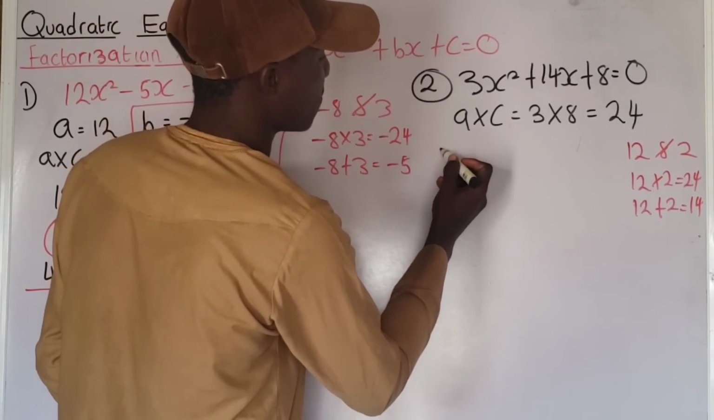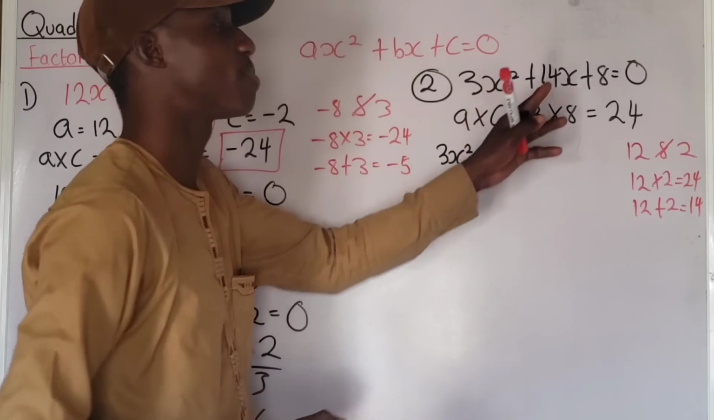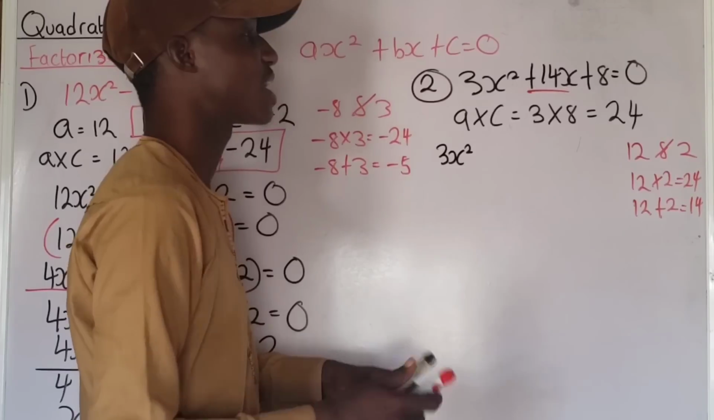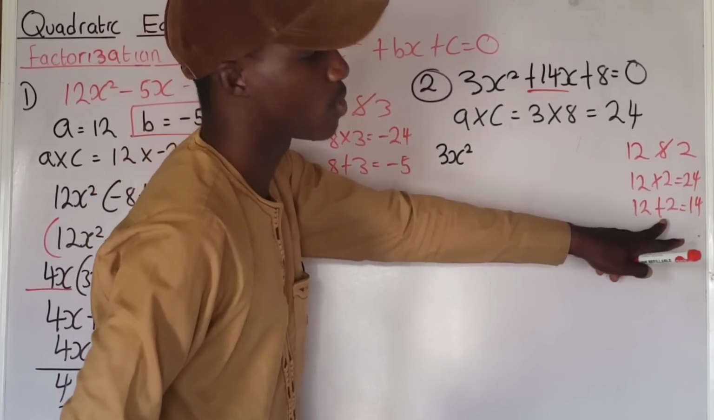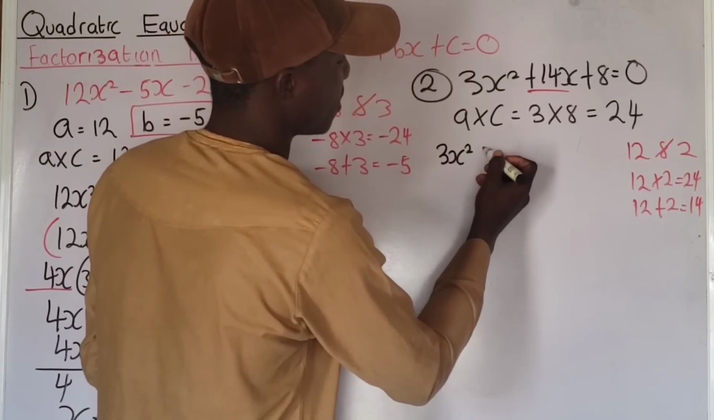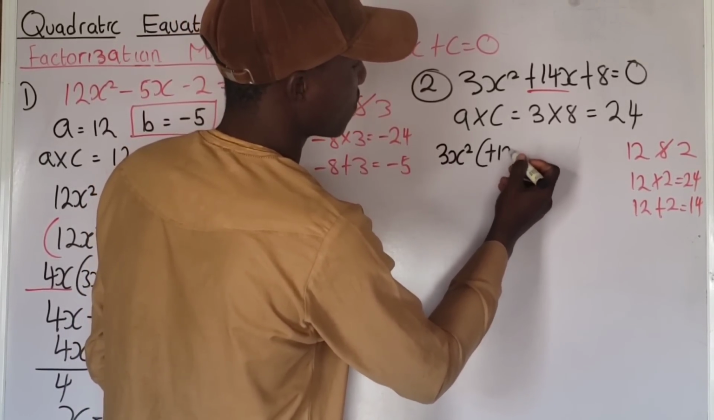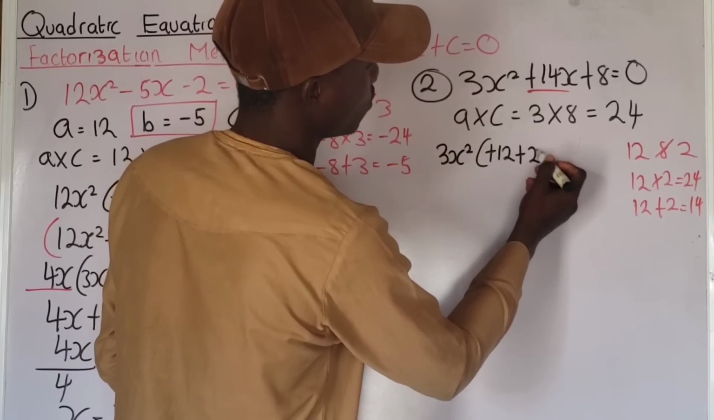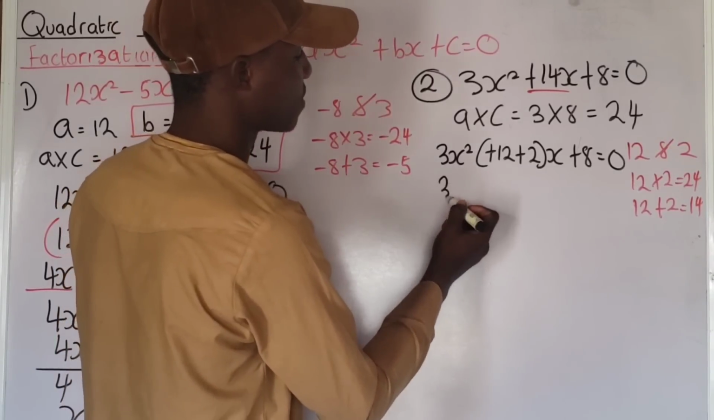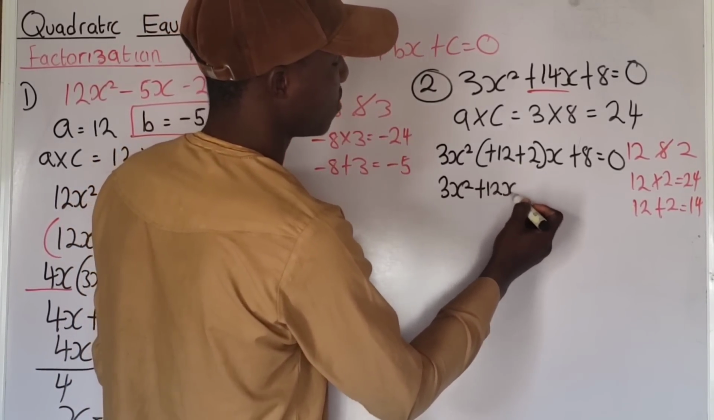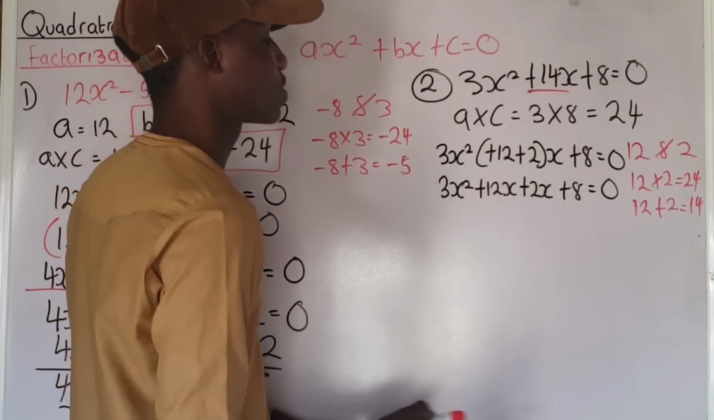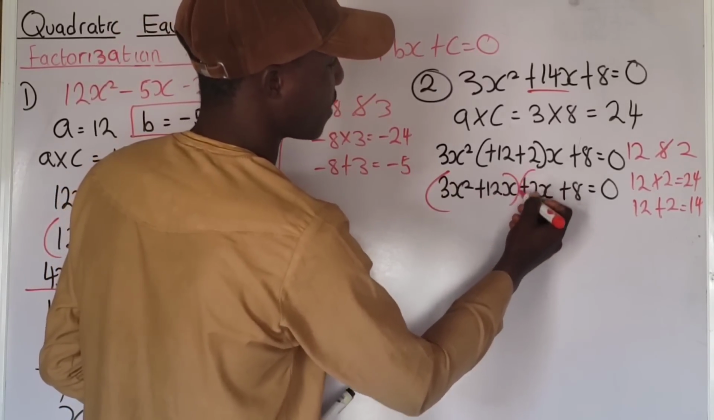So for this, I'm going to have 3x squared. I'm going to replace the second term, which is 14, by 12 plus 2, like we did for the previous example. So I'm going to have 3x squared plus 12 plus 2 into bracket x plus 8 equals 0. That is 3x squared plus 12x plus 2x plus 8 equals 0. Now I'm going to separate this quadratic equation into two, so that I can factorize it.